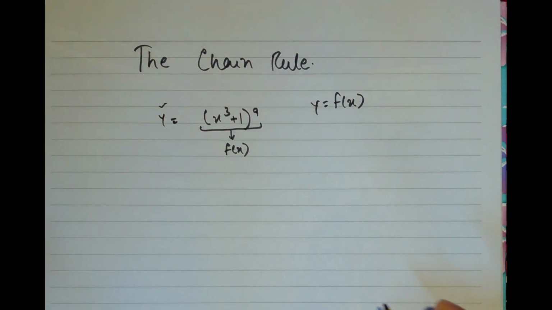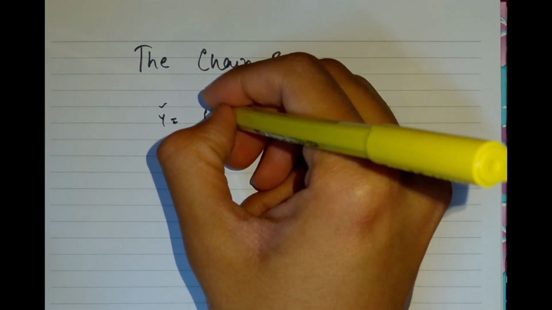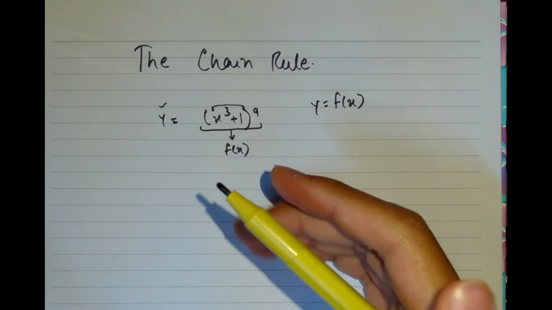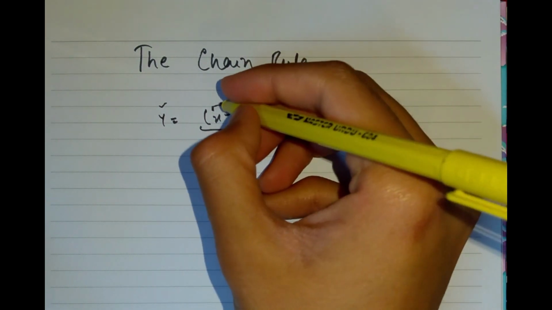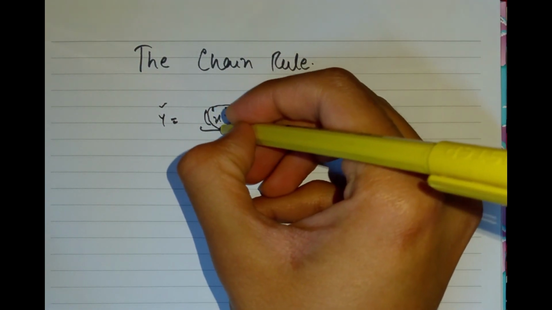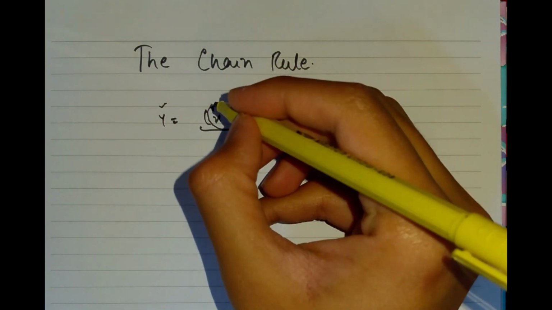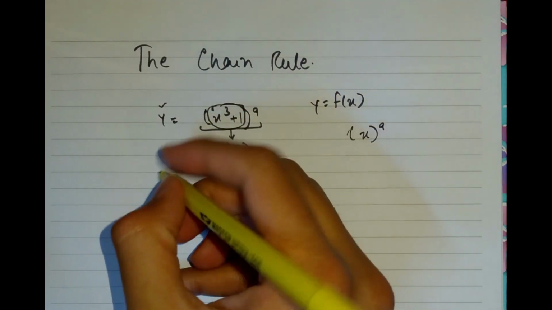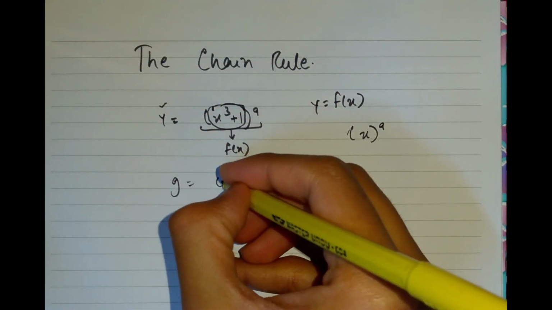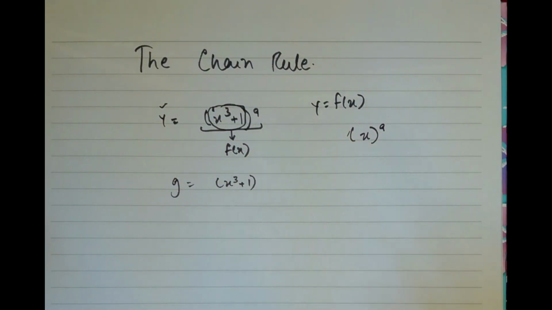Now in the chain rule, this x cubed plus 1 is in itself a function, and this multiplied by 9 is another function, right? So we take this thing present over here and make it equal to some other third function. What do I mean by that? Let's say any other function g would be equal to x cubed plus 1. Okay, so this is what the chain rule says.